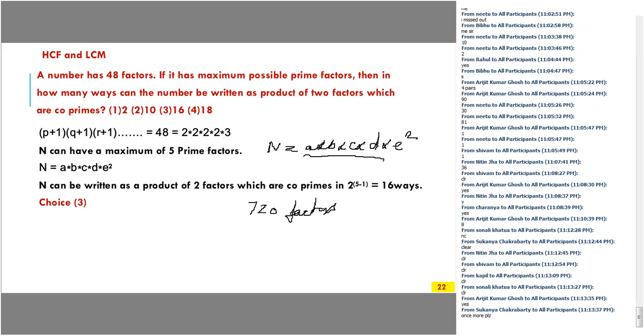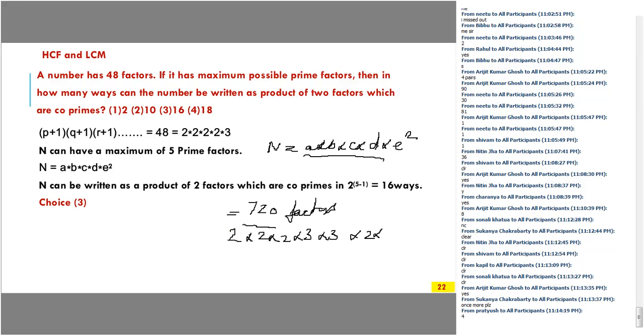Okay, one more question. If there are 720 factors, how many ways can you write it as a product of 2 co-prime factors? If a number has 720 factors, in how many ways can you write the number as a product of 2 co-prime factors? You have to find out the maximum prime factors it can have.